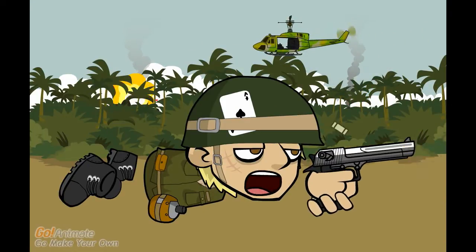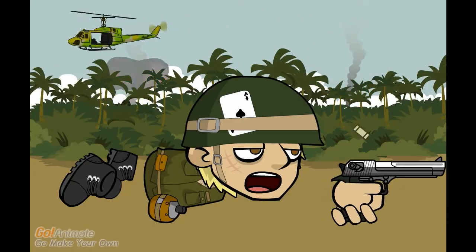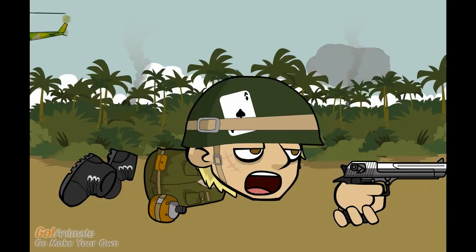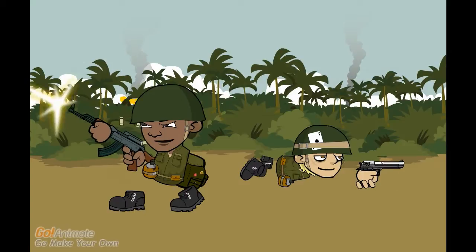Don't you realize something, my dear friend Alan? The number of male enemies should remain the same before and after the female enemies left. The 4 units before should equal the 6 units after the female enemies left. Oh, I did not see that.